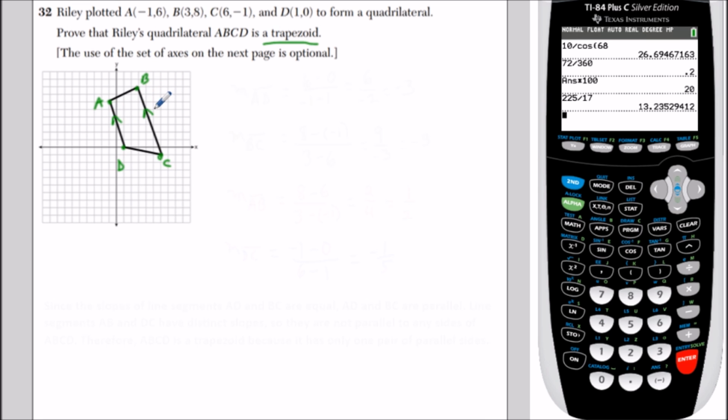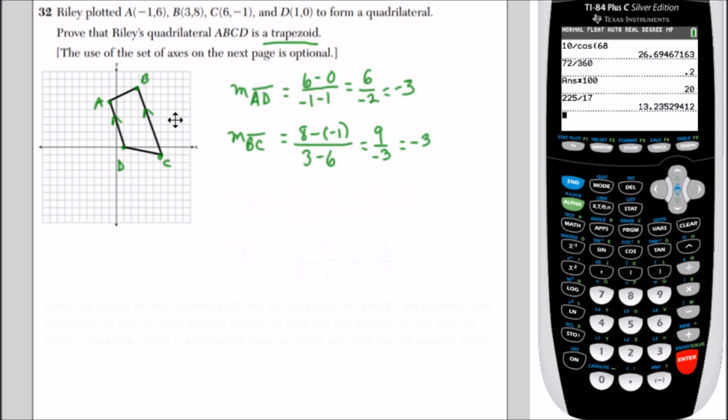So the way we're going to show that these sides are parallel, and that's why we draw it out, because it's visually obvious, AD and BC are the parallel sides, is we have to analyze the slopes of all the sides involved here. So we're going to show that AD and BC have equal slope. If we calculate the slope of AD, we're just subtracting the y values. We're doing 6 minus 0 divided by -1 minus 1, and that works out to -3. And next we'll find the slope of BC. And when you find the slope of BC, you also get -3.